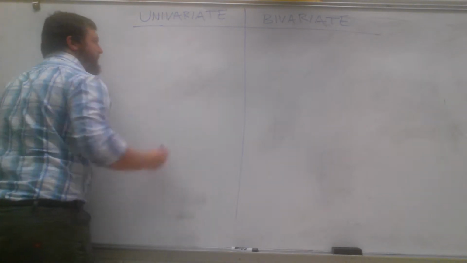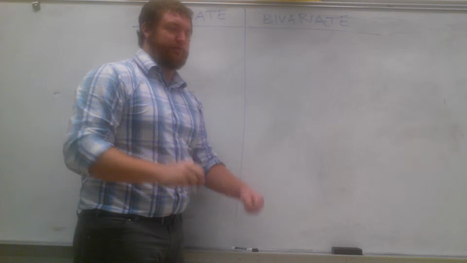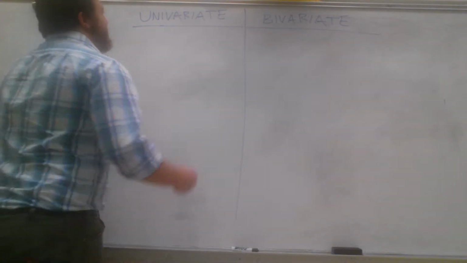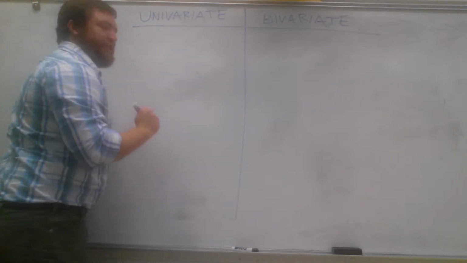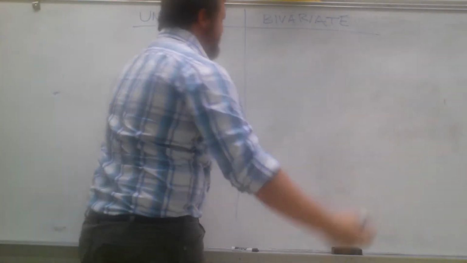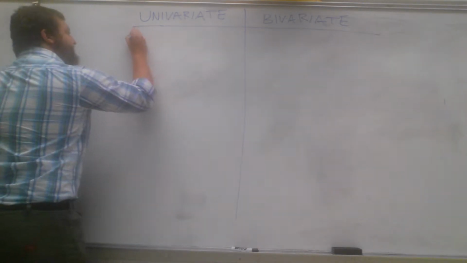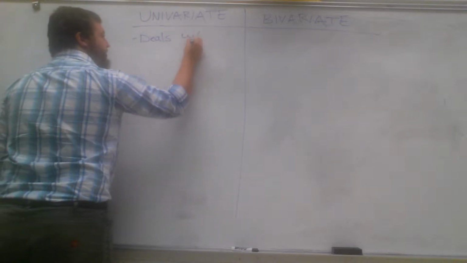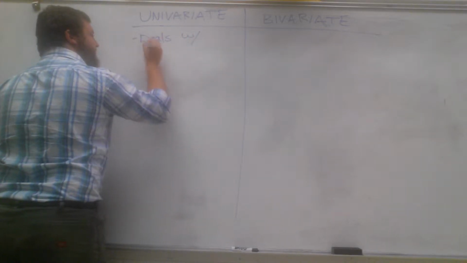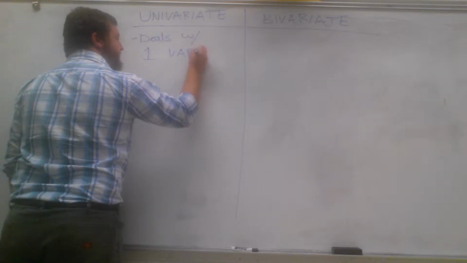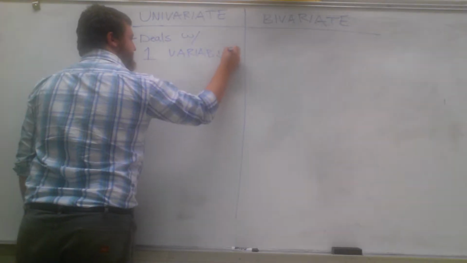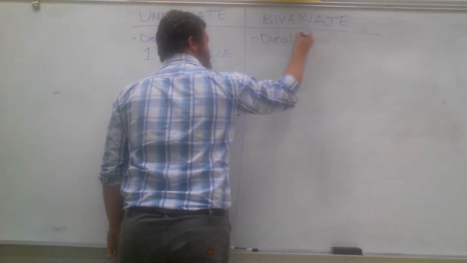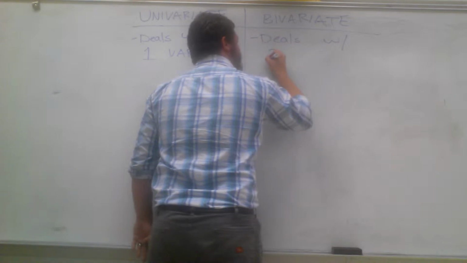Univariate. What does uni mean? Uni means one. You want a unicycle. What does bi mean? Two. Bicycle. Unicycle, bicycle. Have you heard a word that starts like that? Variable. So a univariate deals with one variable. Bivariate deals with two variables.